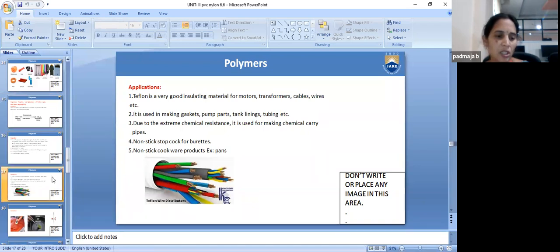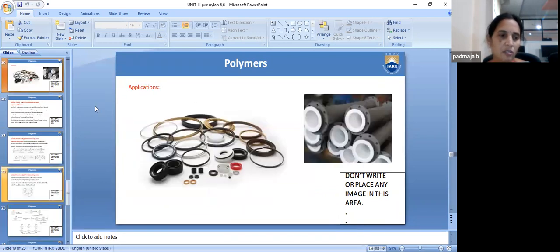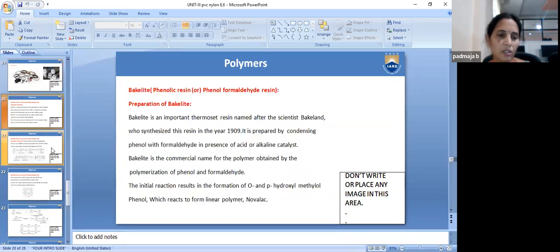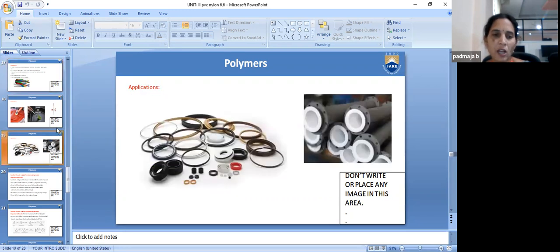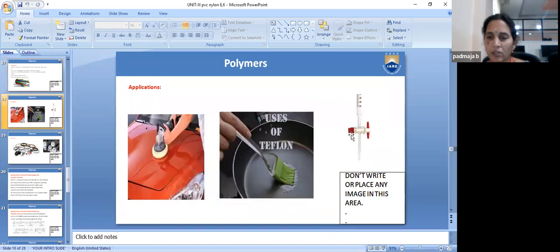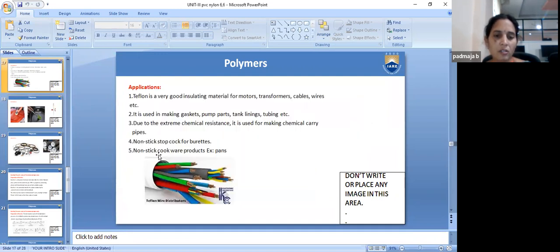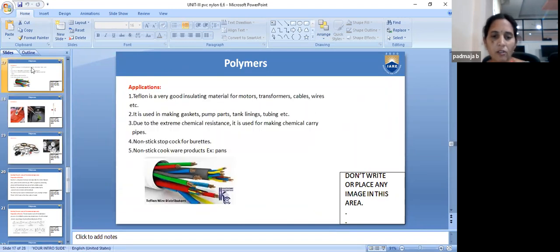And also it is used in making gaskets. We will use it in pressure cooker also. Second point: pump parts, gaskets, tank linings, tubing. Third point, we will use in chemical carrying pipes and non-stick stopcock for burette. We will use Teflon in non-stick cookware products.